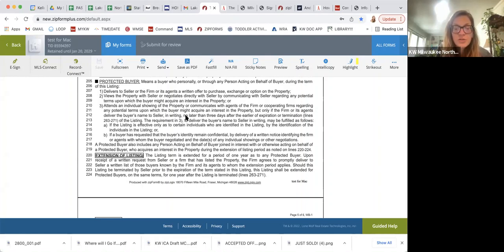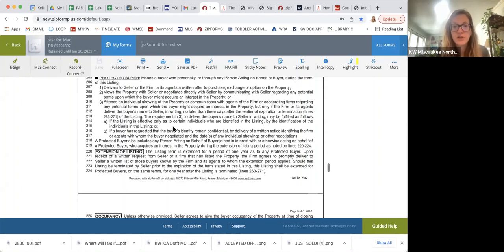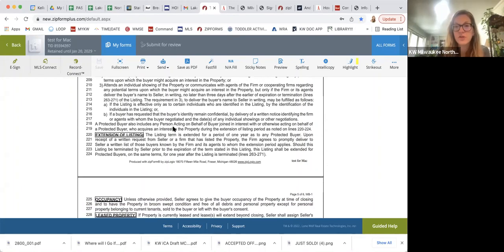A protected buyer is also an individual who has attended an individual showing of the property or communicates with the agent of the firm or cooperating firm regarding any potential terms upon which the buyer might acquire an interest in the property, but only if the firm or its agents delivers the buyer's name to the seller in writing. And here, this is where it's important, no later than 3 days after the earlier of expiration or termination of the listing. The requirement to deliver the buyer's names to the seller in writing may be fulfilled as follows.